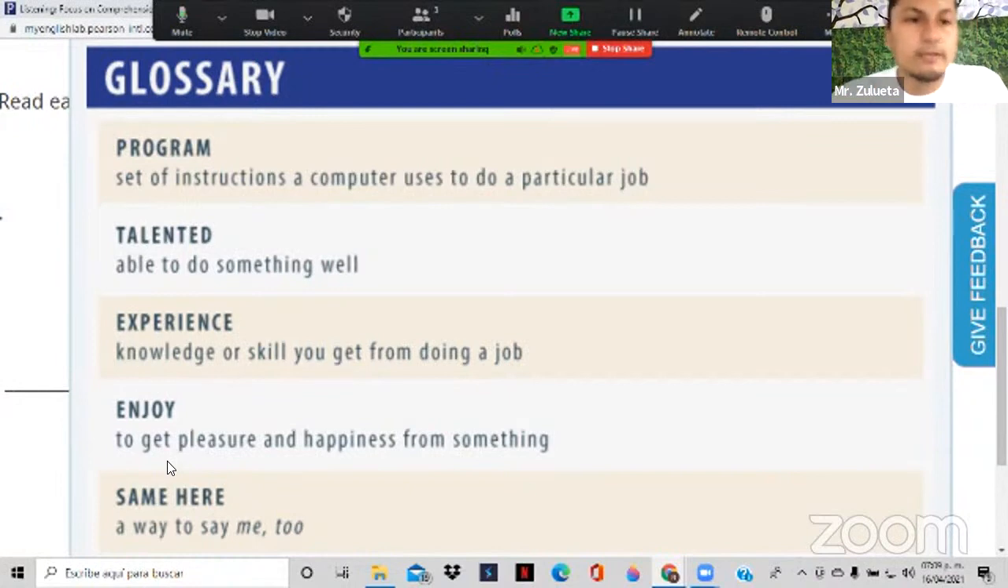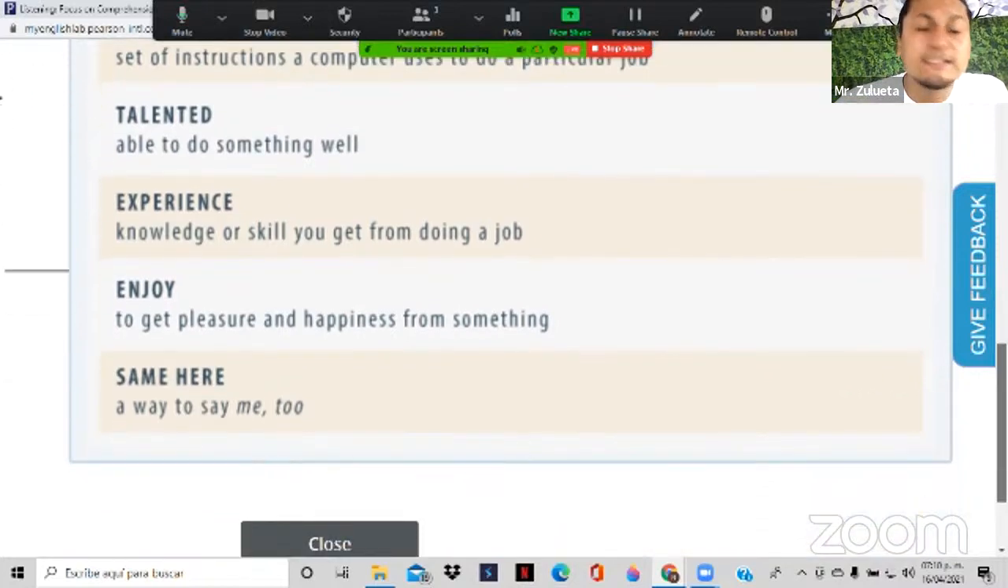So let me read these glossary terms. Program, set of instructions a computer uses to do a particular job. Talented, able to do something well. Experience, knowledge or skill you get from doing a job. Enjoy, to get pleasure and happiness from something. And same here, a way to say me too.